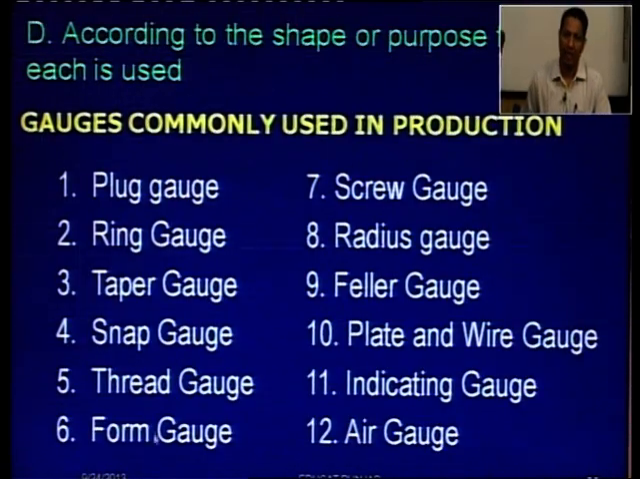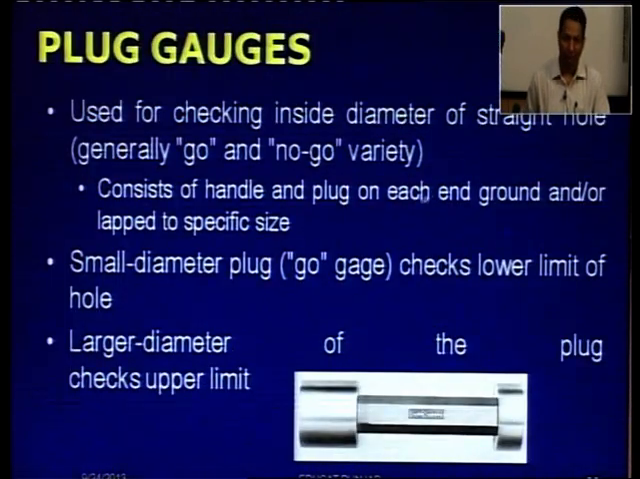On the basis of that, the gauges are classified. So these gauges are commonly used in production or manufacturing. First of all, plug gauge. Plug gauge is used for checking the inside diameter of a straight hole. There are go and not go.